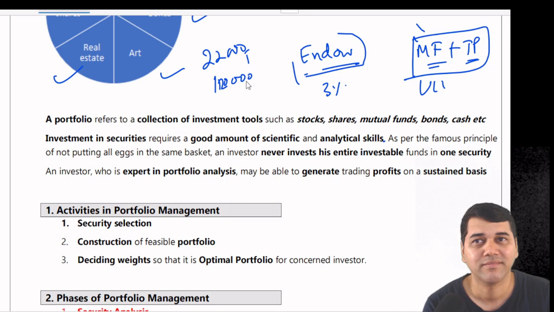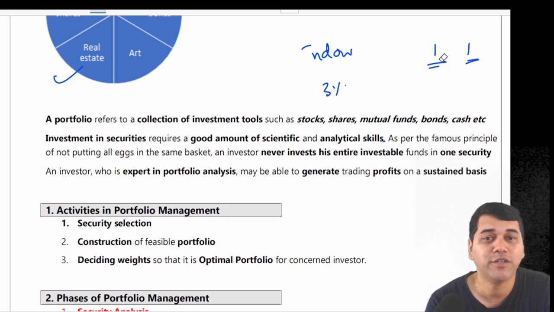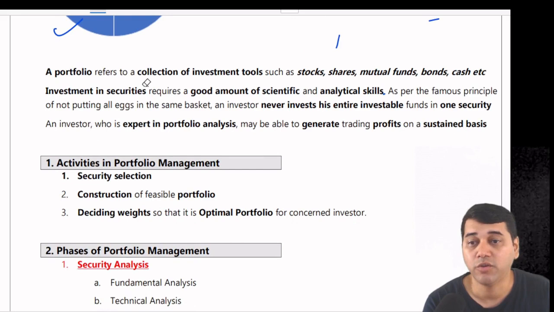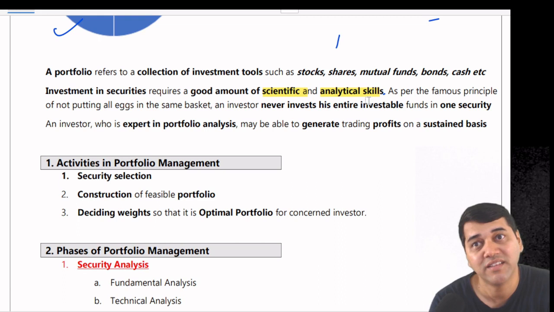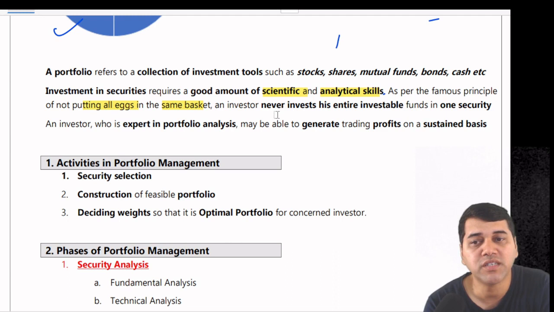Like this, you also may get a lot of investment advisors. If you research, you can find fantastic advisors. You need to have that interest so that you can increase your money. Now, investment in securities requires a good amount of scientific and analytical skills, and more than skills, it requires interest and curiosity. As per the famous principle, you should not put all your eggs in the same basket, because an investor never invests his entire investable amount in one security. It's foolishness.